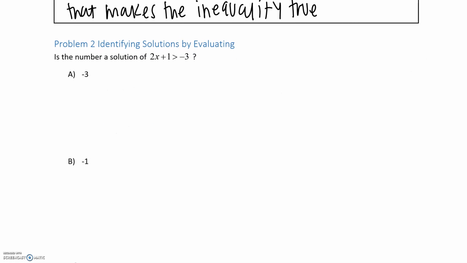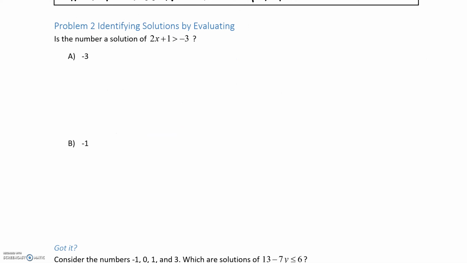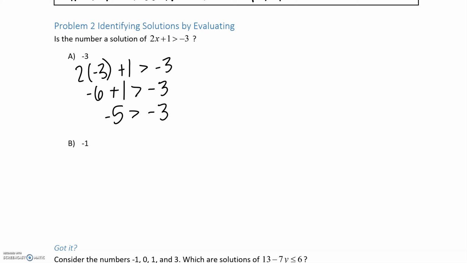Okay, so for these ones, we are given an inequality expression or an inequality sentence, and we need to figure out if the number that it gives us makes it true. Okay, so what we're going to do is we're going to plug this number into where we see x. So for this one, we've got 2 times -3 plus 1 is greater than -3. Okay, so if we do 2 times -3, that's going to give us -6 plus 1 is greater than -3. So -6 plus 1 is -5. It says greater than -3. We know that -5 is not greater than -3. Therefore, it is not a solution.